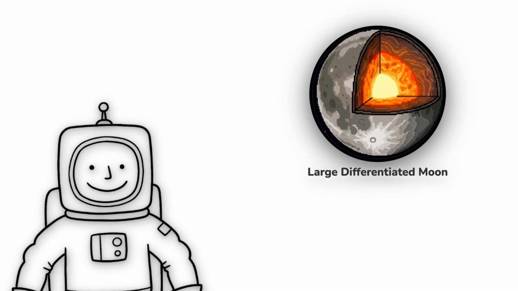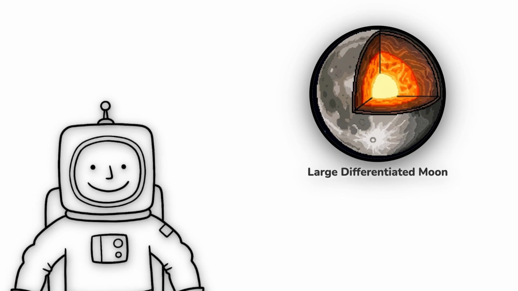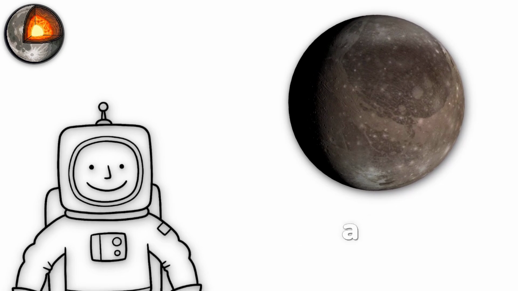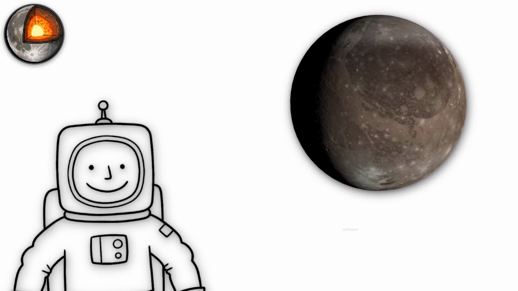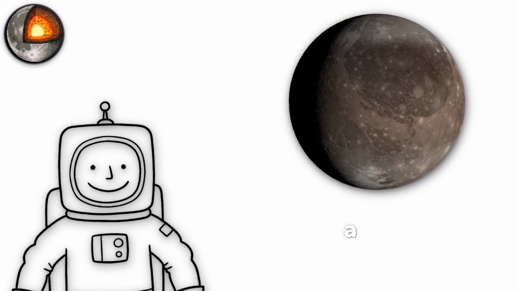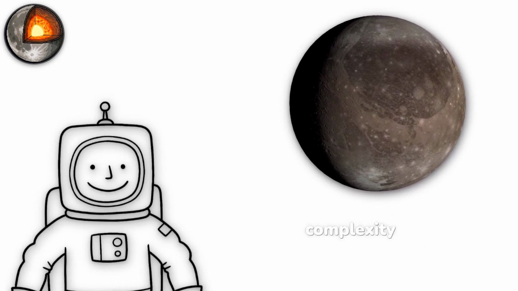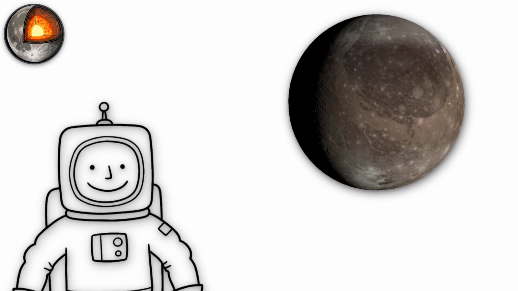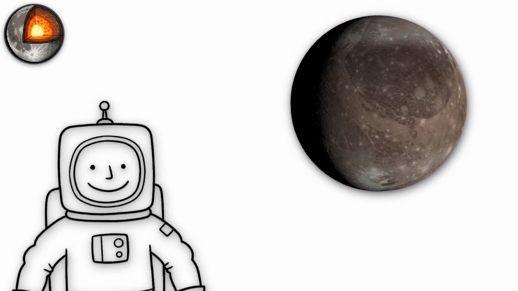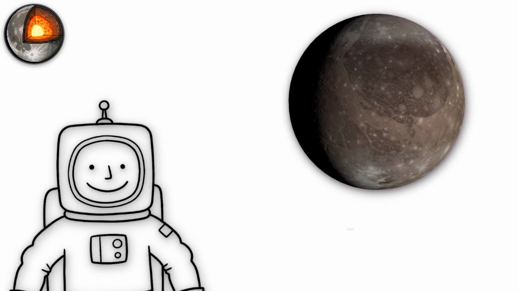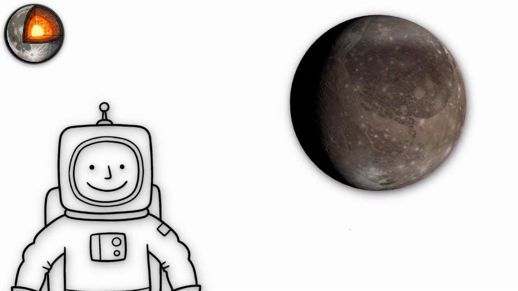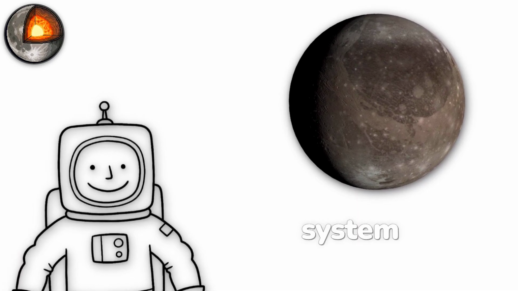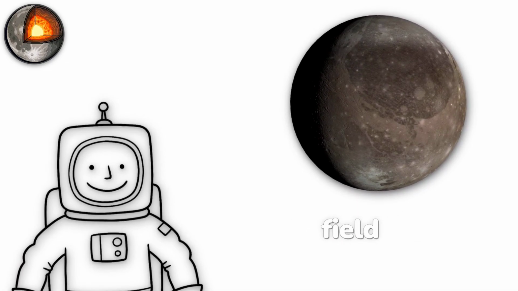Large differentiated moon. Ganymede was the largest moon in the solar system and one of the most geologically and geophysically complex, a world larger than the planet Mercury that had undergone internal differentiation into a layered structure comparable in complexity to the terrestrial planets of the inner solar system, with an iron core, a rocky mantle, and an icy outer shell, and a magnetic field generated by convection in its liquid iron core that made it the only moon in the solar system known to generate its own magnetic field.